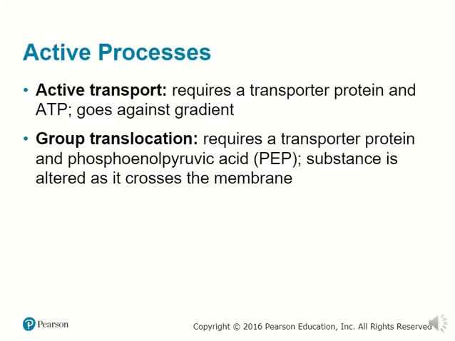Now getting into processes that require energy, or active processes. These involve active transport, which involves a transporter protein that uses adenosine triphosphate, ATP, and it forces things to go against their concentration gradient, from an area of low concentration to higher concentration. There is a situation of group translocation, which requires a transporter protein and phosphoenolpyruvic acid, or PEP. The substance is altered as it crosses the membrane.